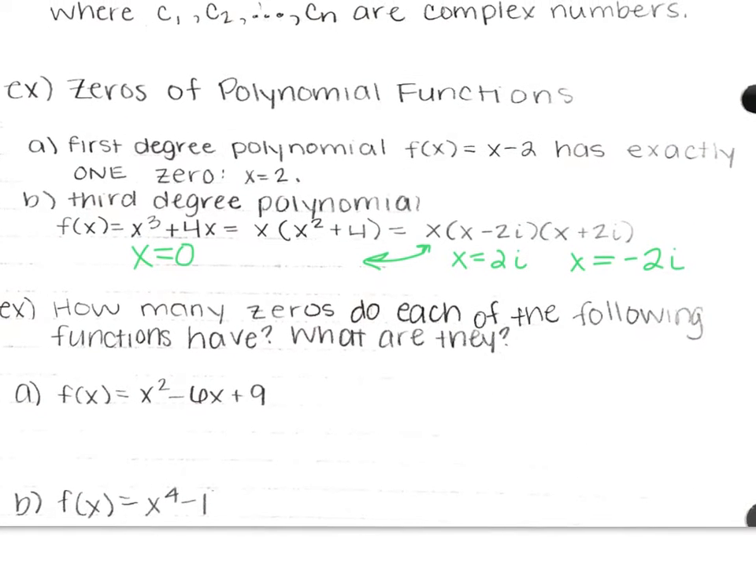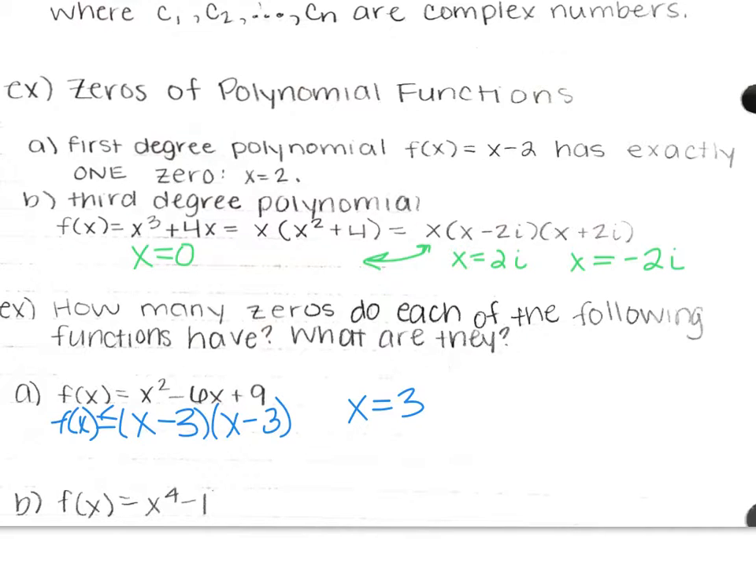So let's look at a couple of quick examples. How many zeros do each of the following functions have, and what are they? Here we have a quadratic function, f of x equals x squared minus 6x plus 9. If we factor this, we get that f of x is equal to x minus 3 times x minus 3. This is a repeated zero, but there are still 2 zeros, okay? And those zeros are at x equals 3.